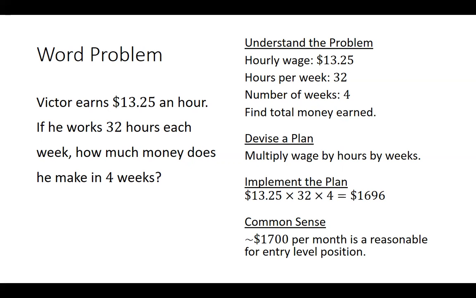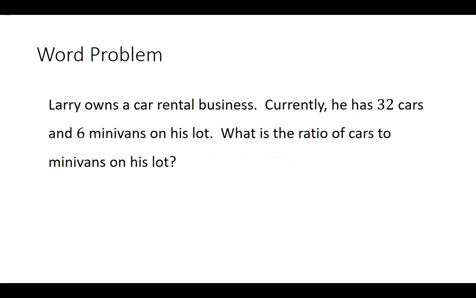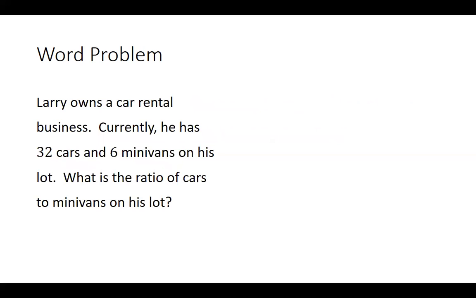Let's do another example. Larry owns a car rental business. Currently, he has 32 cars and 6 minivans on his lot. What is the ratio of cars to minivans on his lot? Shrink it down again. Remember, Larry owns a car rental business. Currently, he has 32 cars and 6 minivans on his lot. What is the ratio of cars to minivans on his lot?